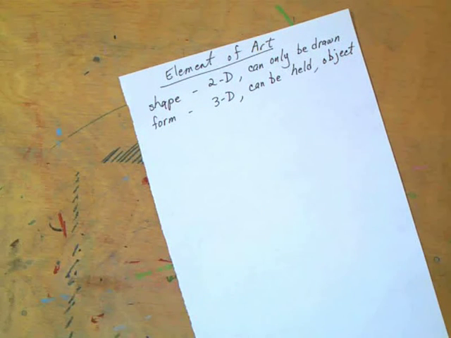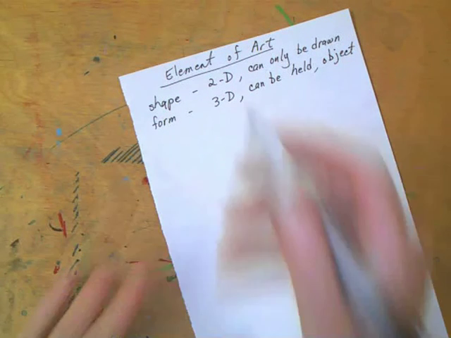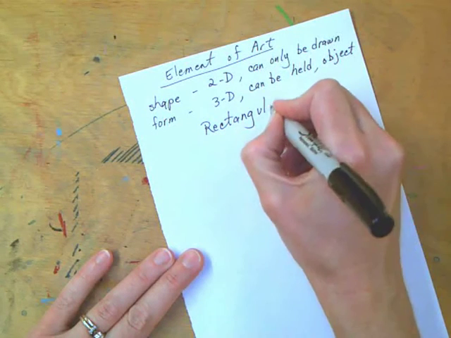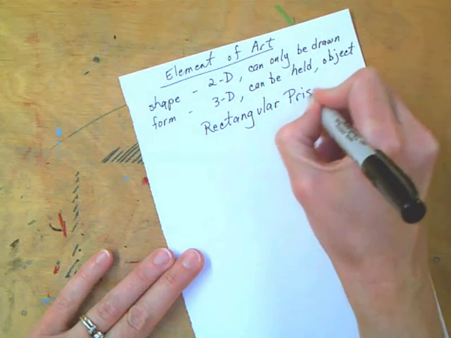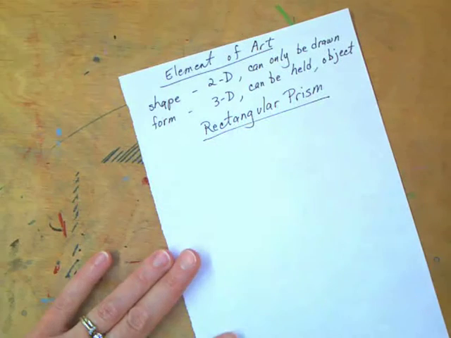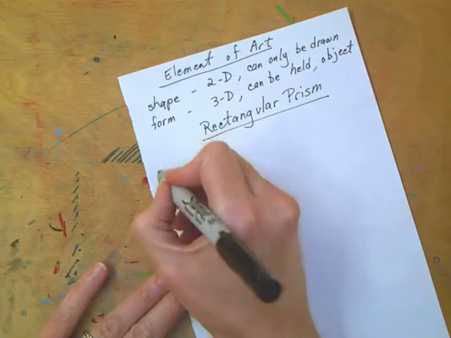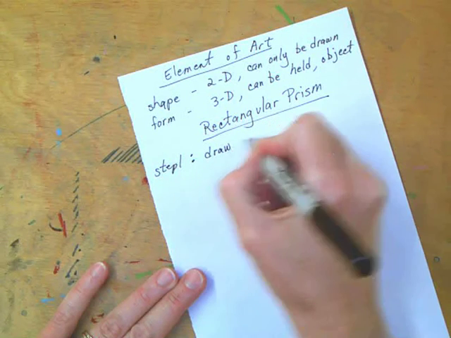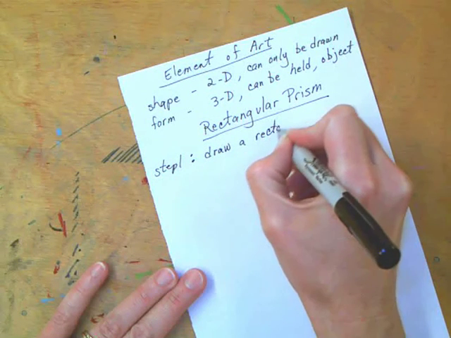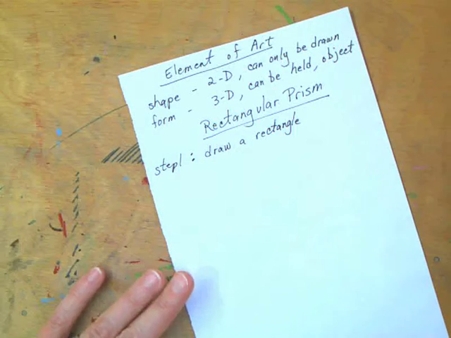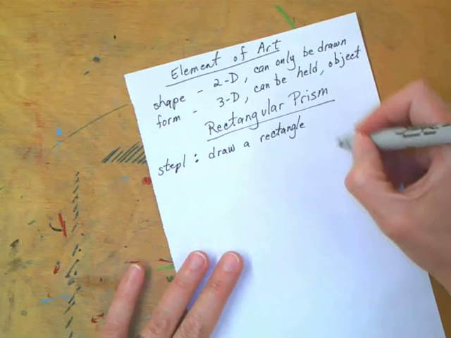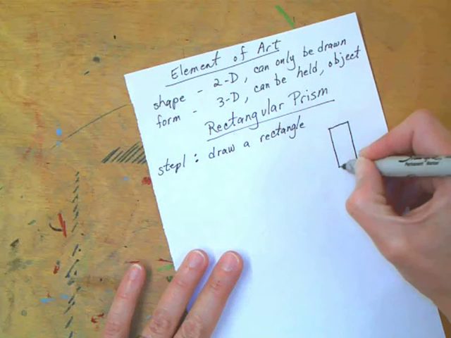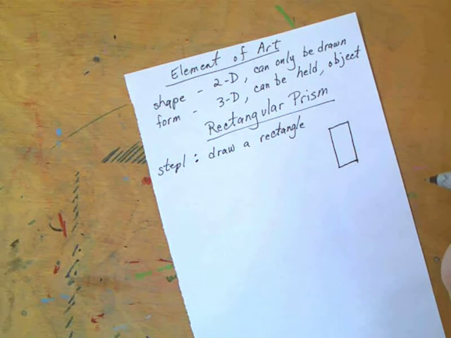So, there's a few different basic forms that I want to go through. Today I'm going to go over rectangular prism. We're doing this in pen. So, step number 1 is to draw a rectangle. I'm going to draw my rectangle standing up on its side here, taller than it is wider.